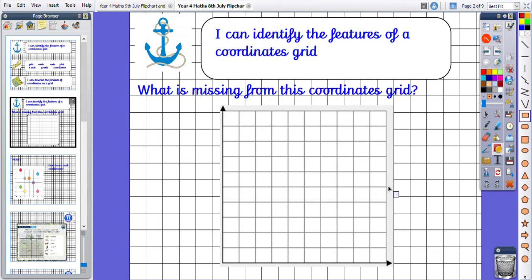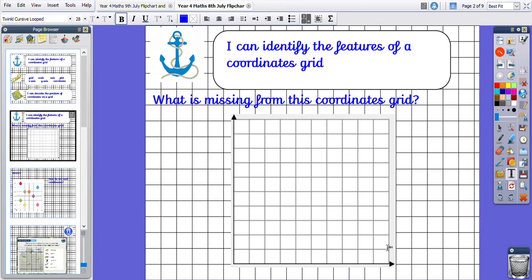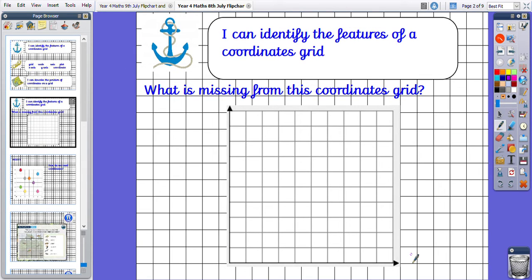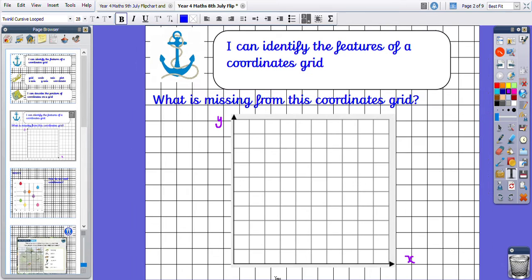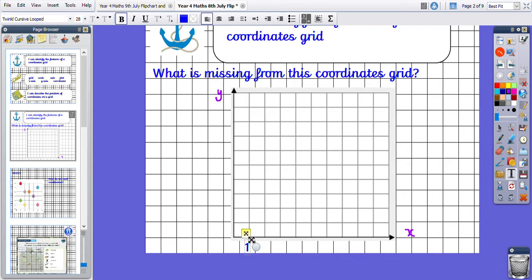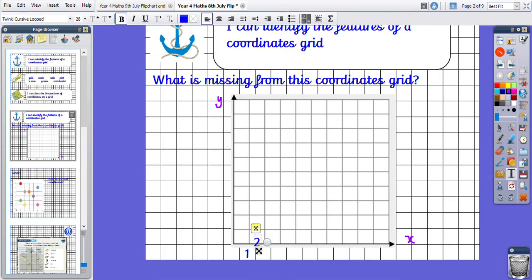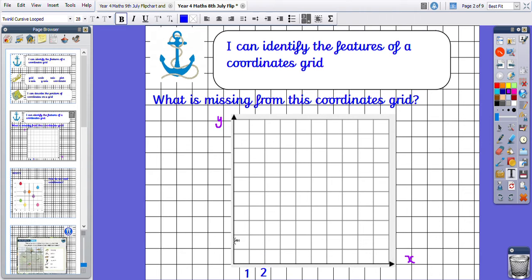So our anchor task, what is missing from our coordinates grid? Here I have drawn a coordinates grid. What have I missed off it? Pause the video and have a think what we need to include. First of all, I've not clearly shown what my axes are called, so I need my X and my Y axes. I also have not included a scale, so along the bottom I should be having my numbers 1 all the way through to 10 and the same up the y-axis to make sure that I can clearly plot and see coordinates on my grid. If you have spotted anything else that I have missed, then please let me know.